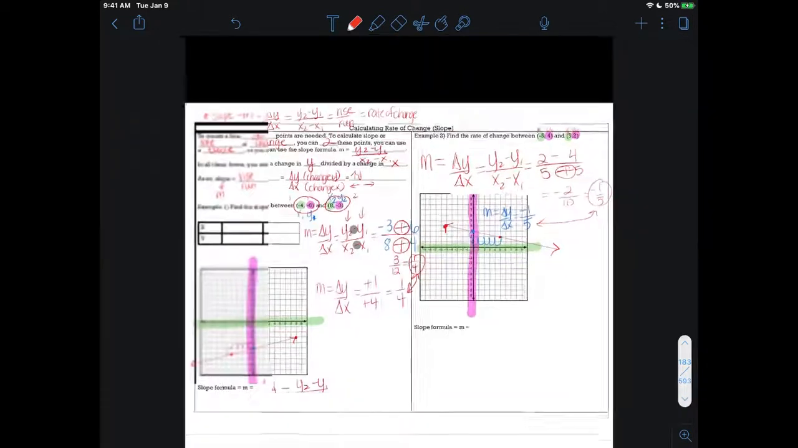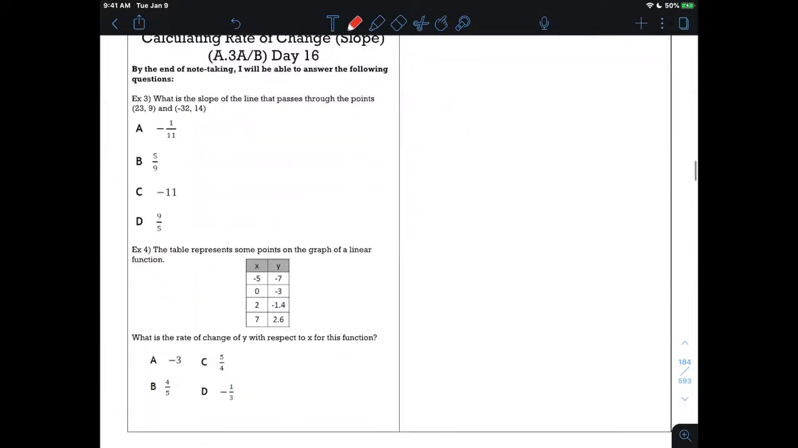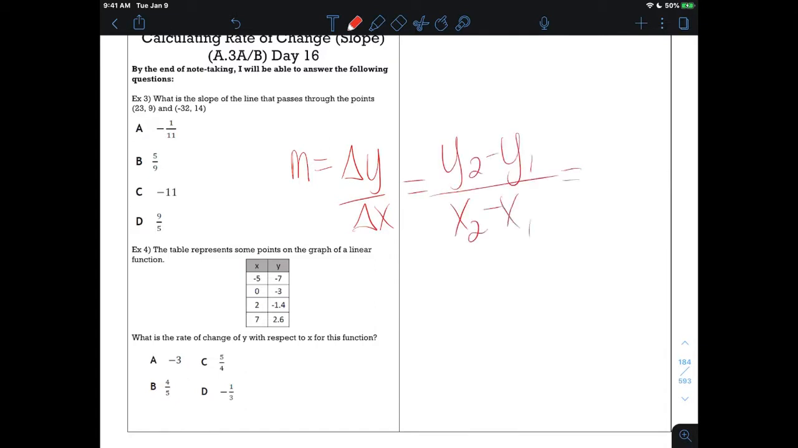Okay? So, all I want you guys to do is go ahead and work on these two example questions just to make sure you understand it. Remembering, slope is change in y over change in x, which is just my formula. And whenever I write them in, I always put my negatives first to make sure I don't miss anything.